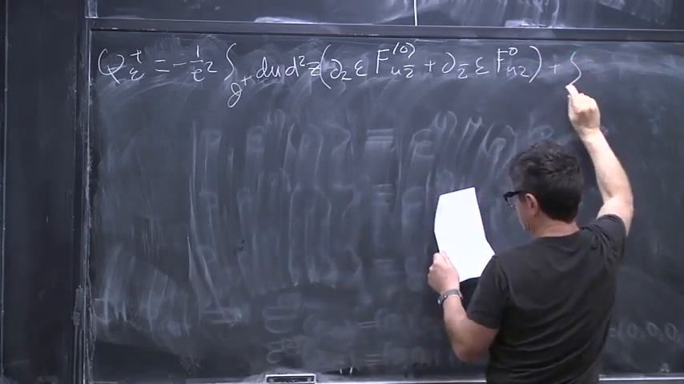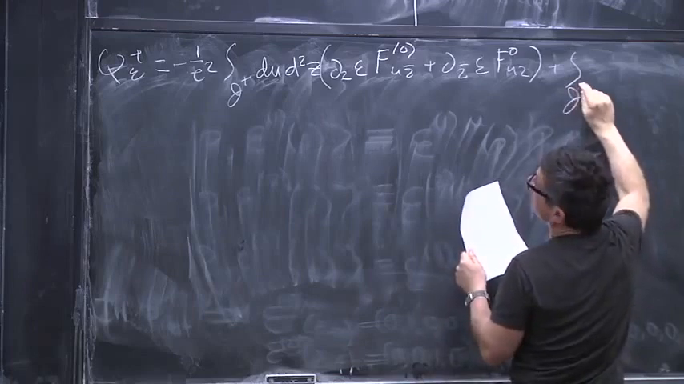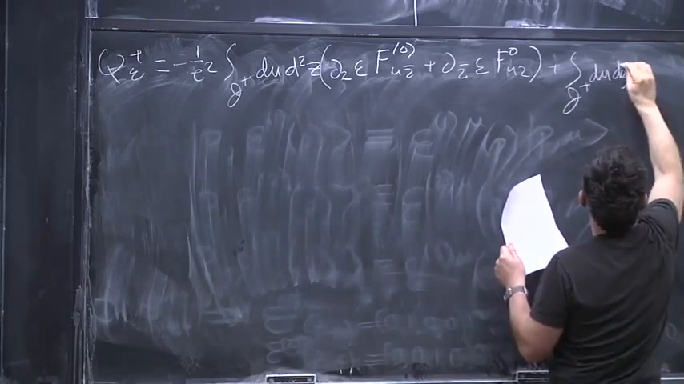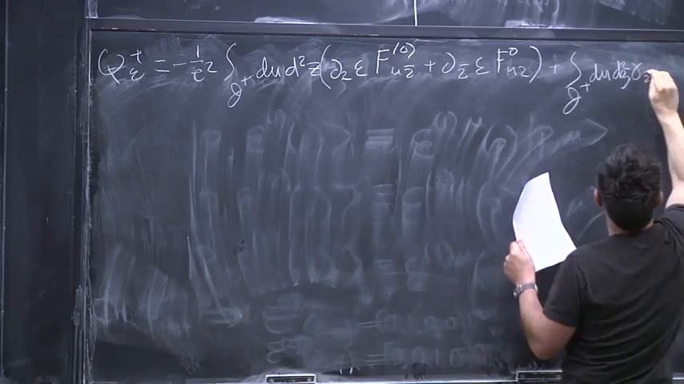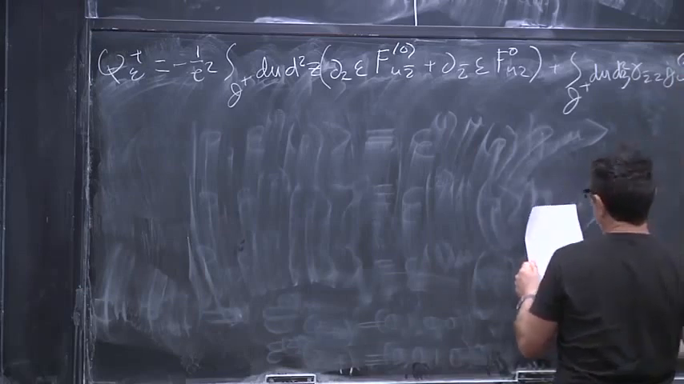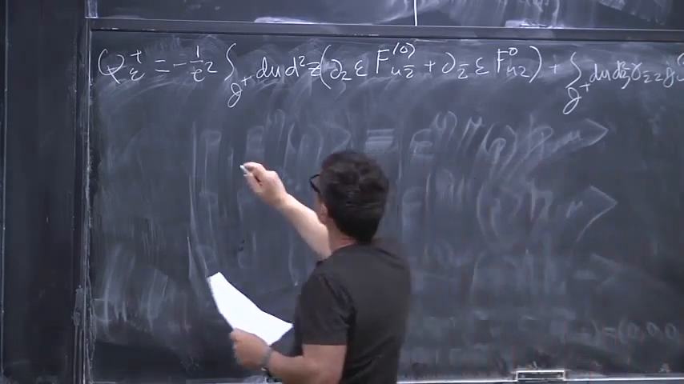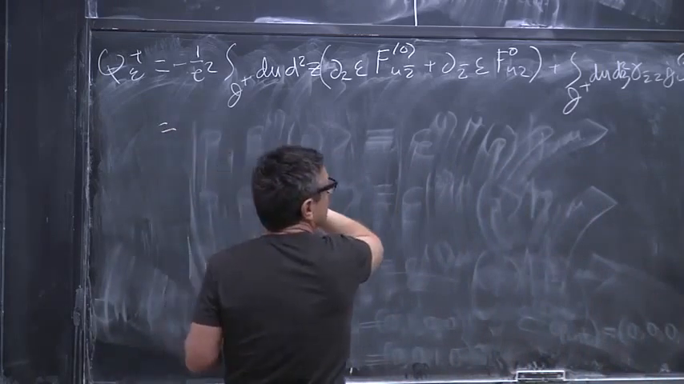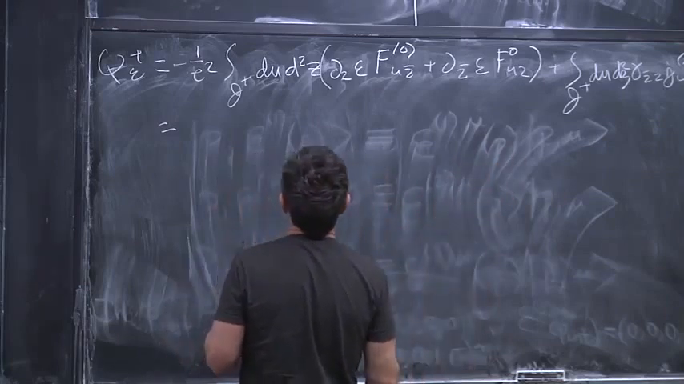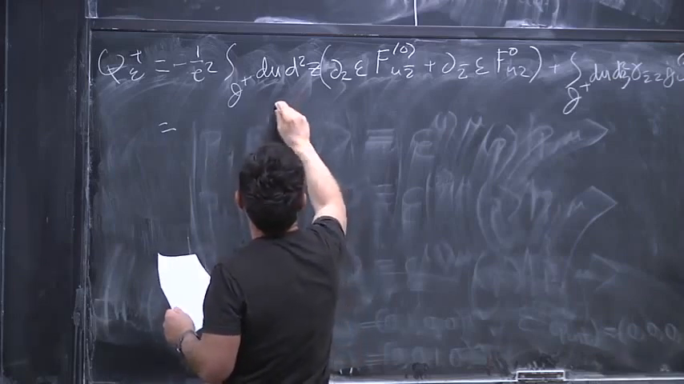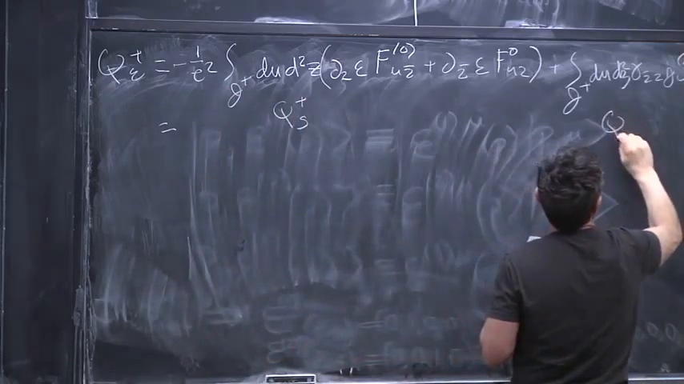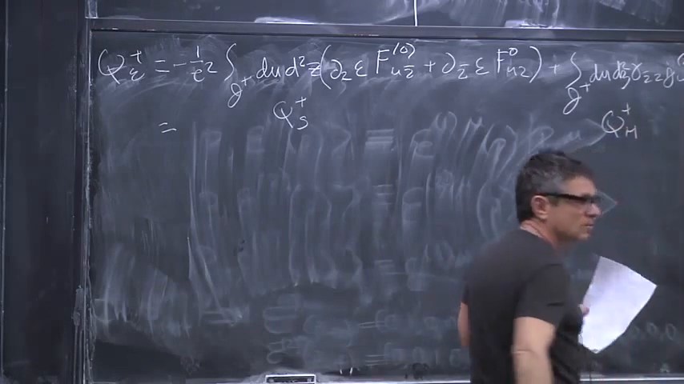and then plus the integral over scri plus du d²z gamma_{z z̄} J_2u. And I want to write this as equal to, notice the factors of e squared cancel there, a soft term, Q soft plus, which is this, and a hard term, Q hard plus, which is this.